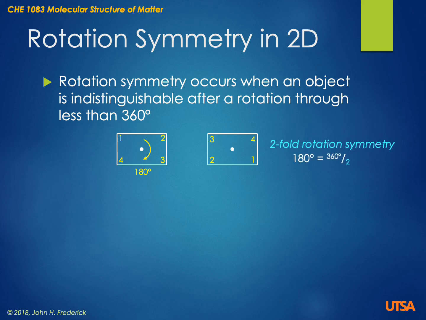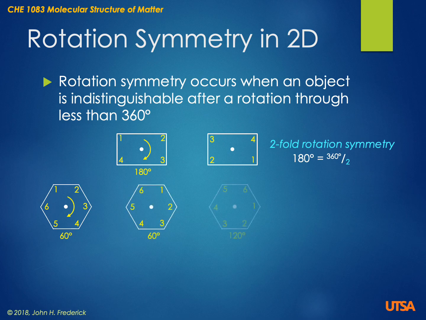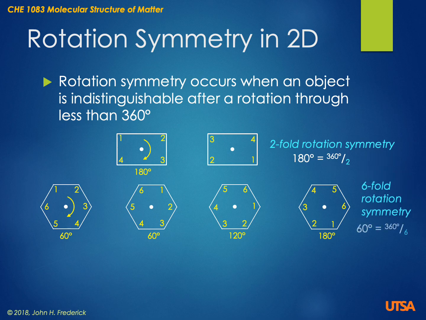This is something that's called twofold rotation symmetry because we've rotated by 180 degrees, which is equal to 360 degrees divided by 2. That's where it gets the name twofold. What if we had a hexagon? Okay, once again I've labeled the vertices. Now we can rotate by 60 degrees to get an equivalent object, and another 60 degrees, and another 60 degrees, and so on. So this is said to have sixfold rotation symmetry because 60 degrees is 360 divided by 6.